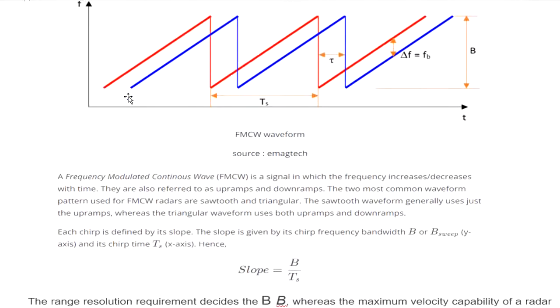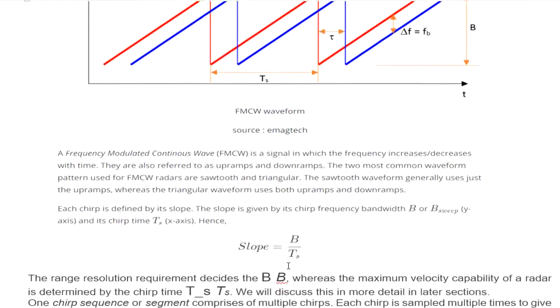Each chirp right here is defined by its slope. The slope is given by the chirp frequency bandwidth B right here. The bandwidth B is the width from the smallest to the highest frequency. And the term TS right here, from here to here, is the chirp time. The slope is the ratio between the bandwidth and the chirp time.